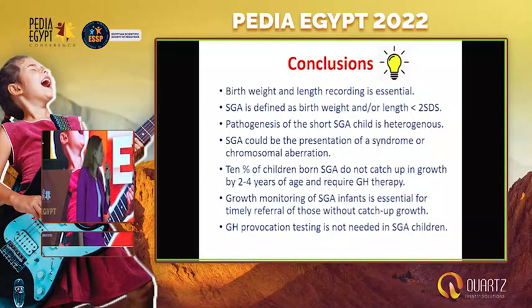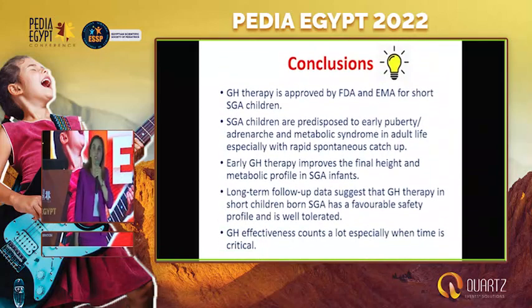10% of children born SGA do not catch up by the age of 2 to 4 and will require growth hormone therapy. Growth monitoring of SGA is essential for timely referral in those who do not catch up, and growth hormone stimulation test is not needed in those children. Growth hormone therapy is approved by FDA and EMA for short SGA children.